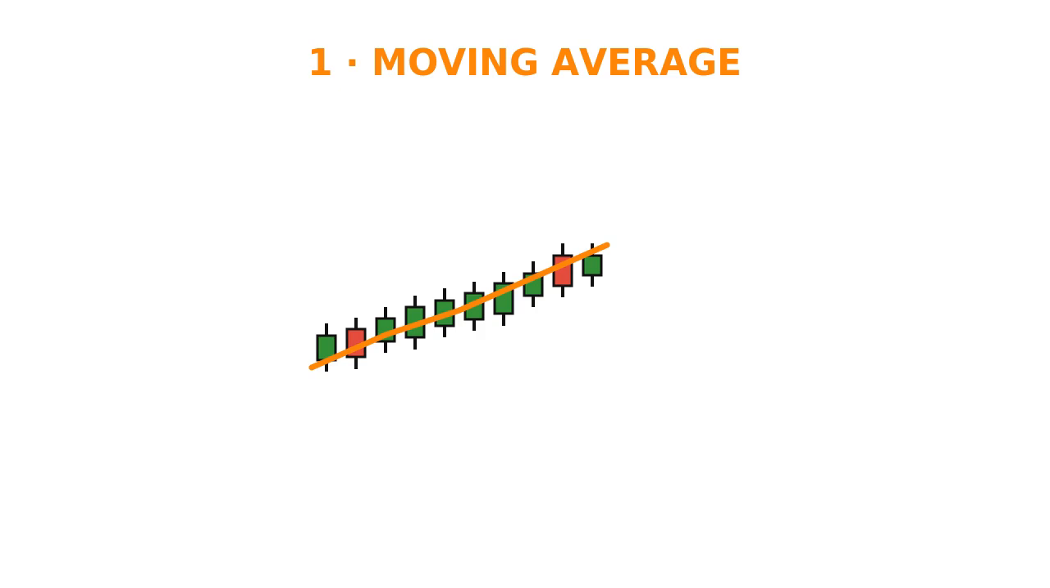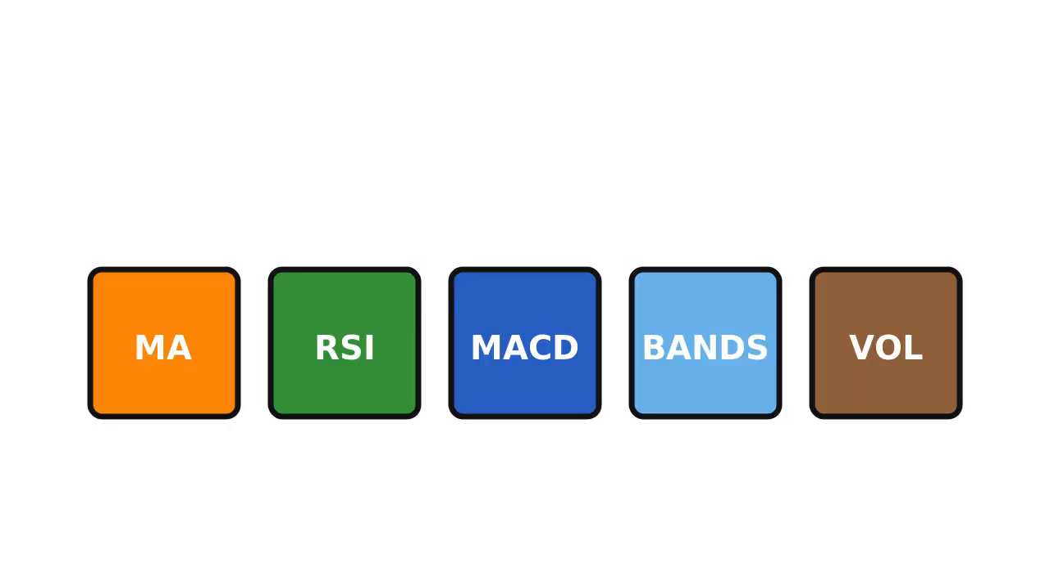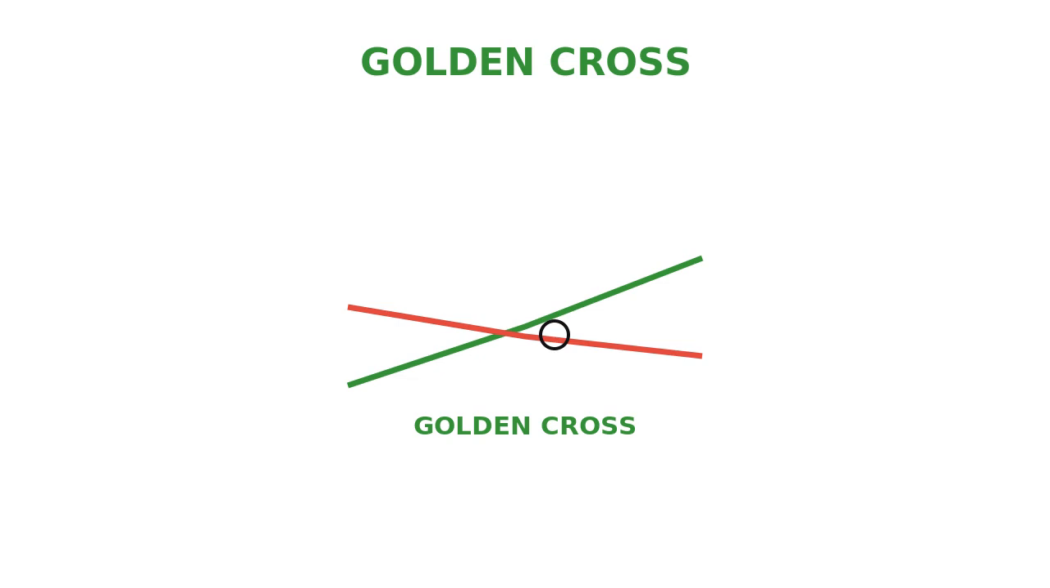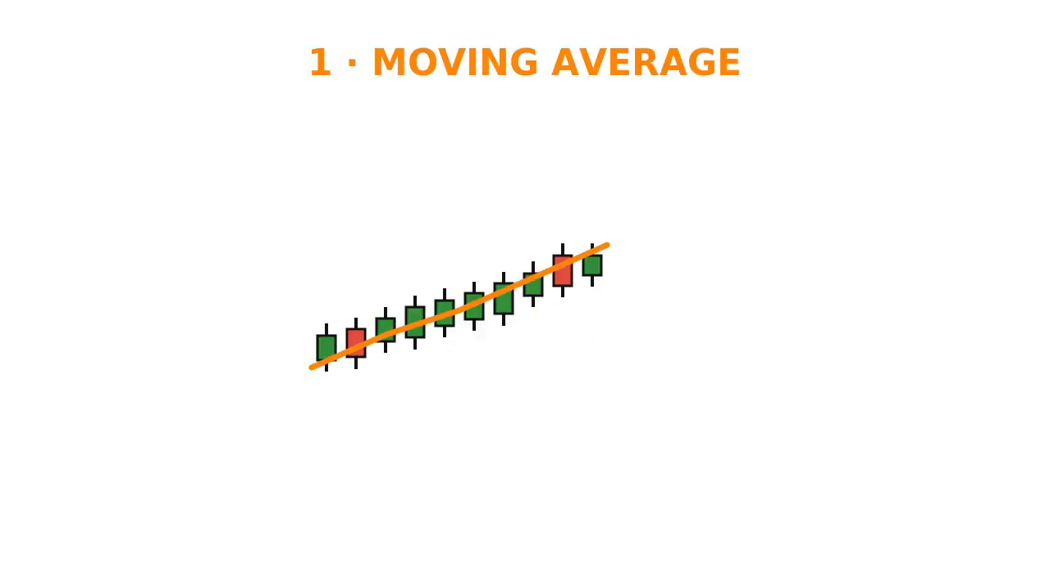The simple read, when the price is above its moving average, the trend is generally up. When it falls below, the trend is generally down. There is even a famous event called the Golden Cross, when the 50-day line crosses above the 200-day, seen as bullish, and its gloomy twin, the Death Cross, seen as bearish. A moving average is your trend, smooth.